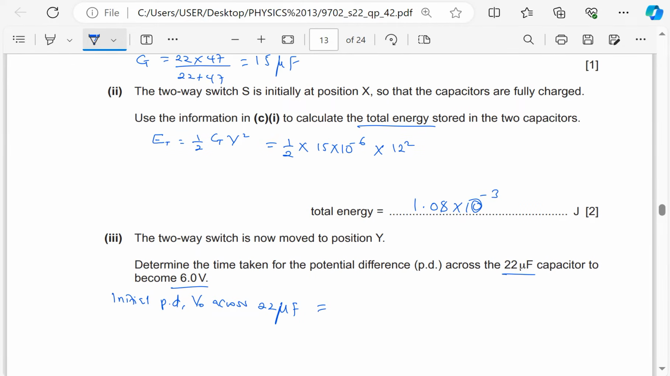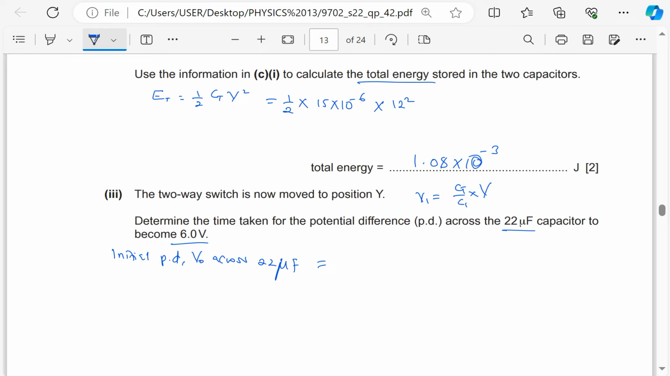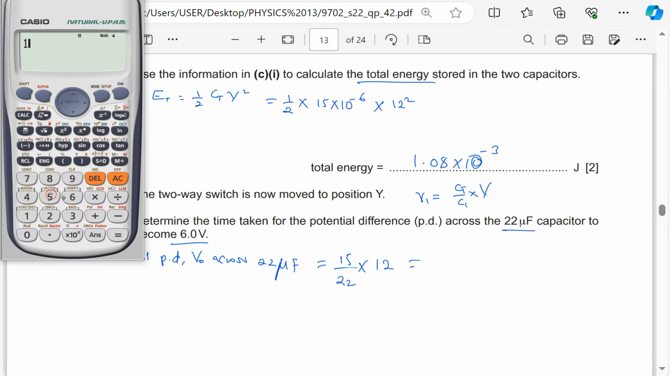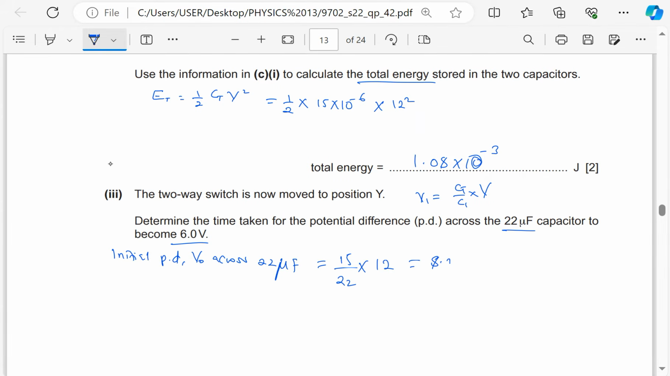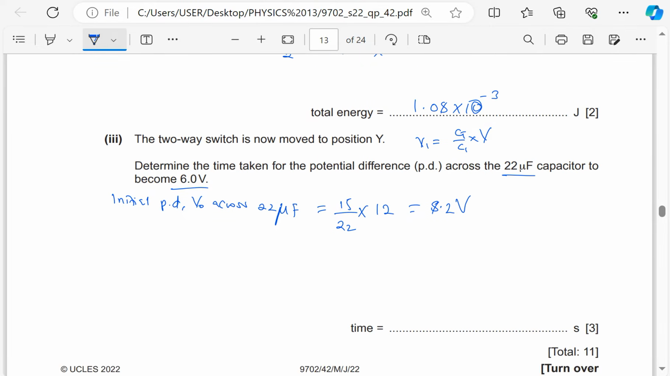So the PD V1 is going to be total capacitance over C1 times the voltage supply, which was 12. This is 15 divided by 22 times, when the capacitors are fully charged, the voltage supply of 12 volts. That is the PD across both of them, which gives us 15 divided by 22 times 12. So this is 8.2. That is the initial PD across the 22 microfarad capacitor, which means the PD across the other one is going to be 12 minus 8.2.